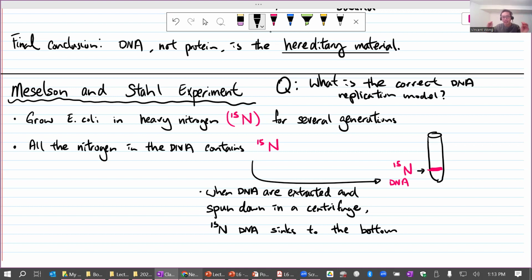Are we all clear on why, if you grow the E. coli in heavy nitrogen for several generations, and then you take the DNA out and spin it down in a test tube, the DNA will be at the bottom? Do we understand why that is the case? Why is it at the bottom and not at the top? The answer is because it's heavy, right? Heavy things sink down in a test tube. That's basically it.